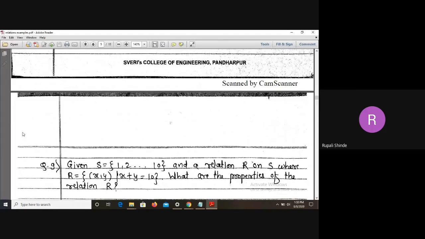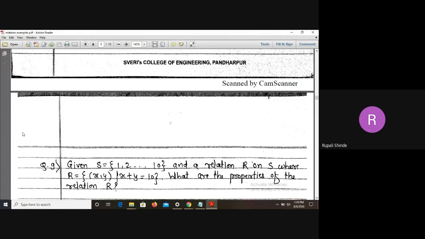Next question. Set S is given, containing the elements from 1 to 10, and a relation R on S where R consists of order pairs X comma Y such that X plus Y is equal to 10. Then what are the properties of relation R? So for this, first of all we have to find what the relation R is. We have to find such order pairs such that the addition of those two elements X and Y must be equal to 10.